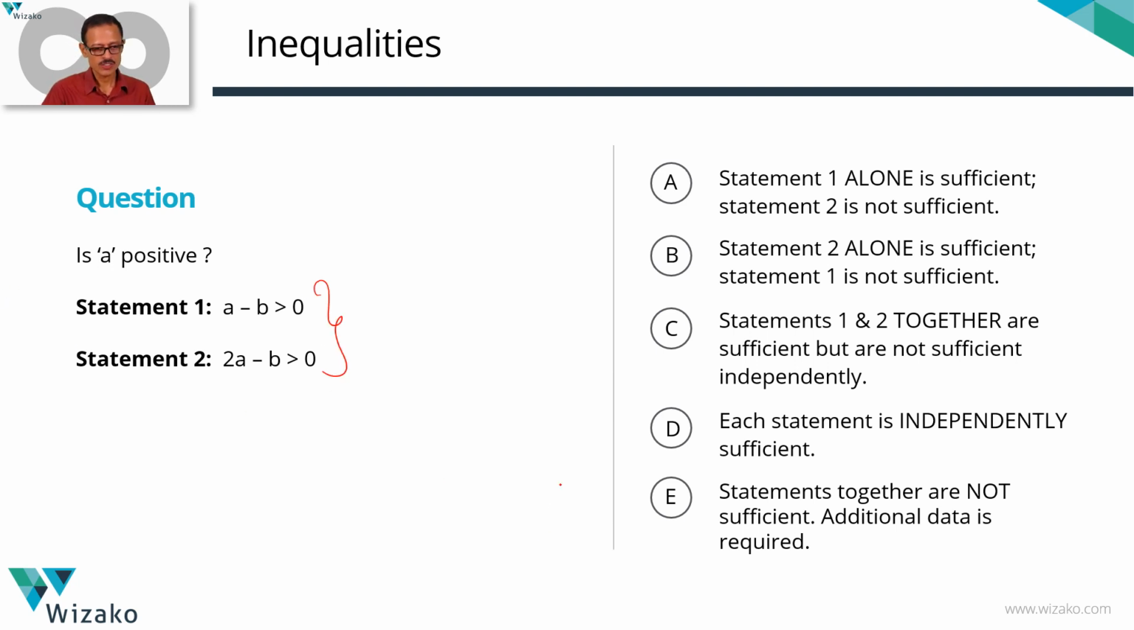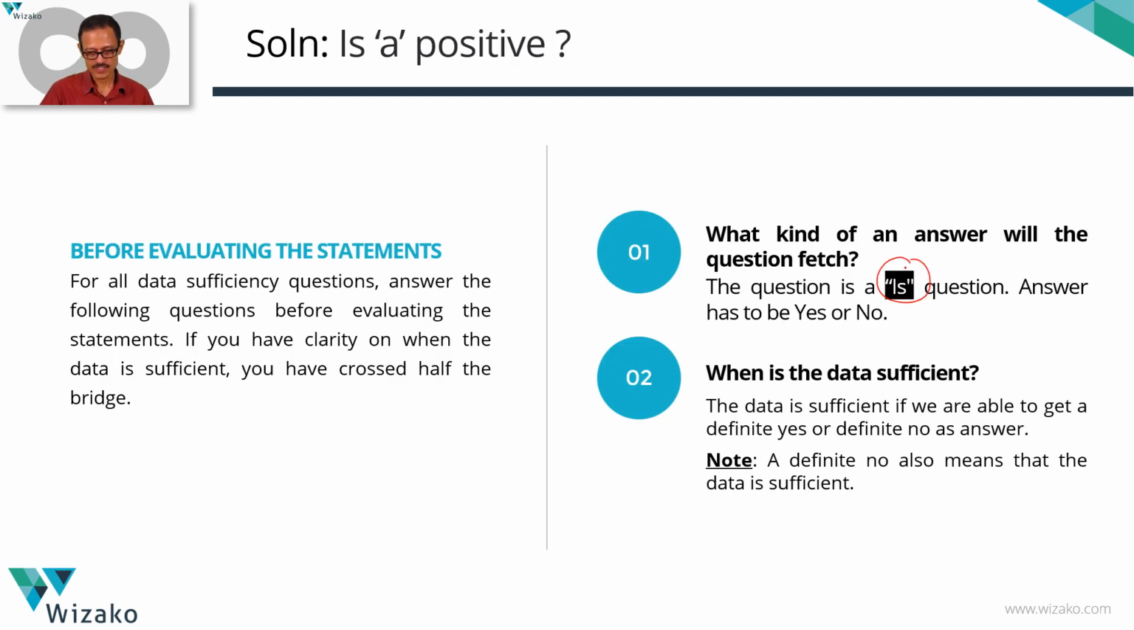We have two statements, but before we look into the statements, let's get clarity on what kind of question this is, what is the answer to the question, and then proceed to evaluating the statements one after the other. The question is a 'be' verb question, an 'is' question, so the answer is yes or no. The data is sufficient if you get a definite yes or a definite no. Getting a definite no also means that the data is sufficient.